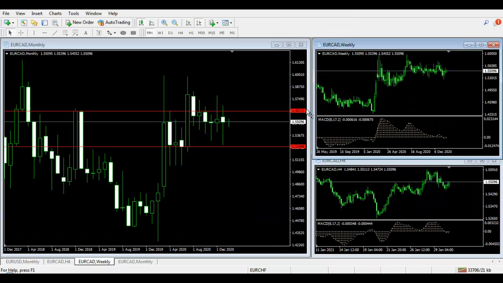I think the third last one is the Euro Canadian. Here we find the Canadian moving quite nicely between that support and resistance level. If we look at it, it's come down, it's hit the support level. I'm expecting that it will come down to the support level after hitting that resistance there.